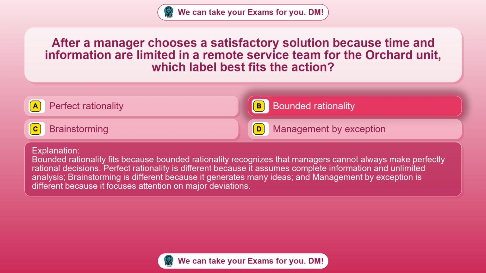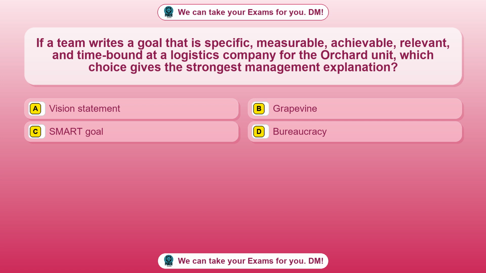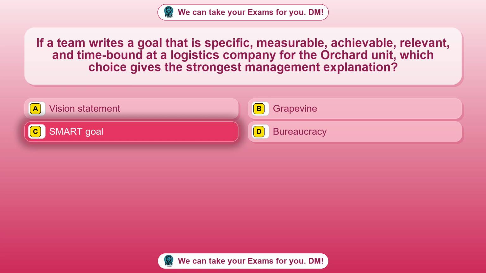deviations. Question 33. If a team writes a goal that is specific, measurable, achievable, relevant, and time-bound at a logistics company for the Orchard unit, which choice gives the strongest management explanation? Option A, vision statement. Option B, grapevine. Option C, SMART goal. Option D, bureaucracy. The correct answer is option C, SMART goal.